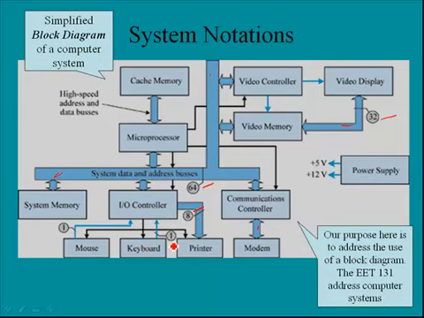We also have some buses indicated with just the number 1, and in this case the number one wire in a bus would be indicative of a serial bus versus a parallel bus.